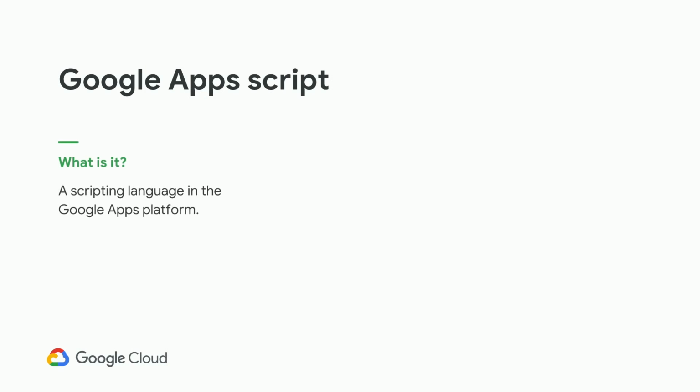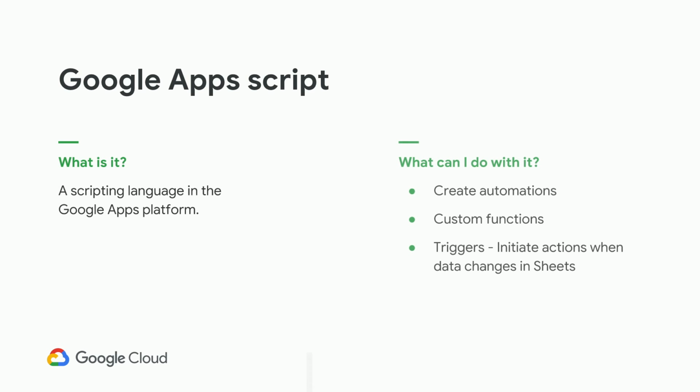Next, I want to talk about Google Apps Script. What is it? It's a scripting language in the Google Apps platform. What can it do? It can do a bunch of stuff. One, you can create automation. When you are recording a macro, what it's doing underneath the covers is writing those steps in Apps Script. You also can do that manually if you want to get more complex in what you're trying to automate. So you can create those automations with Apps Script.